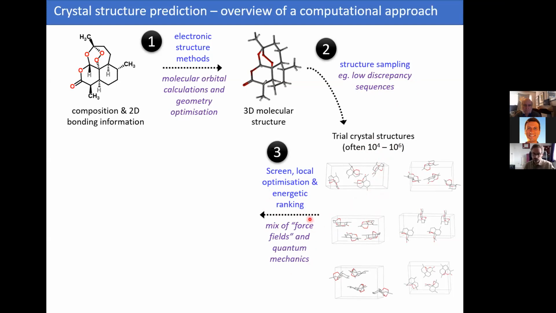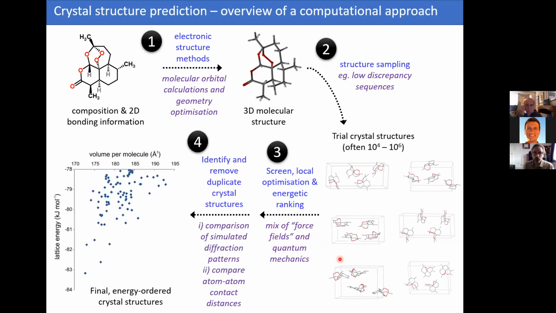In this part of what we're doing, we'll typically use what we call force field methods, where the interaction energy between atoms in our system is written in analytic mathematical form, so it's quick to evaluate. We can only really afford to spend seconds up to maybe minutes per crystal structure just because of the sheer number that we're dealing with.